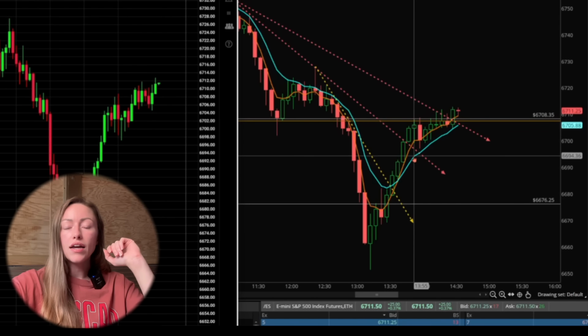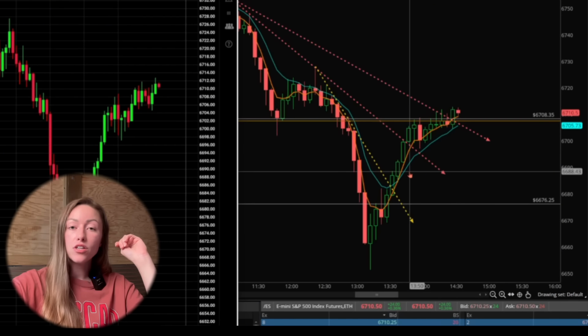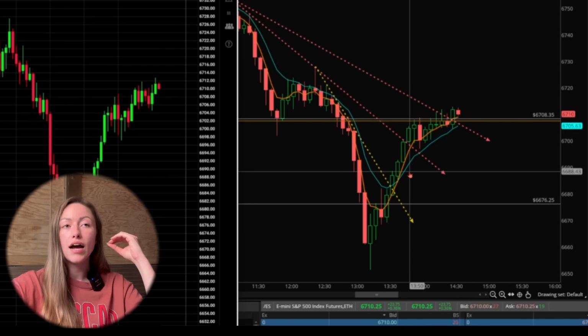But the 4 and the 9. So it's not rocket science, because all you're doing is looking at 4 days worth of data and 9 days worth of data. And that's telling you the trend, right? So that's another way you can help see trend, is by adding the 4 and the 9 on your chart.